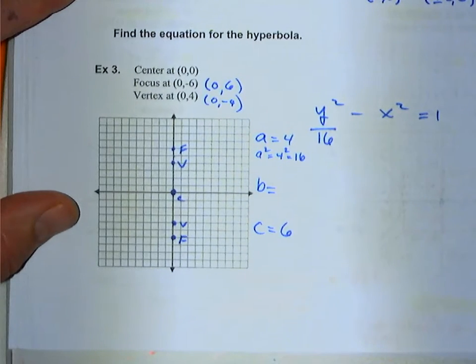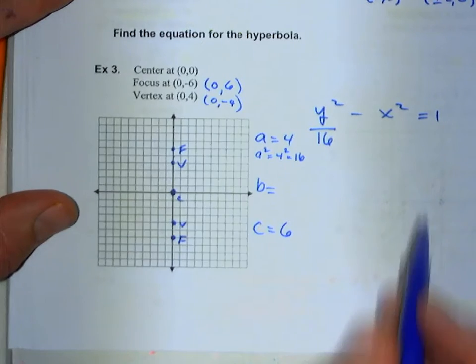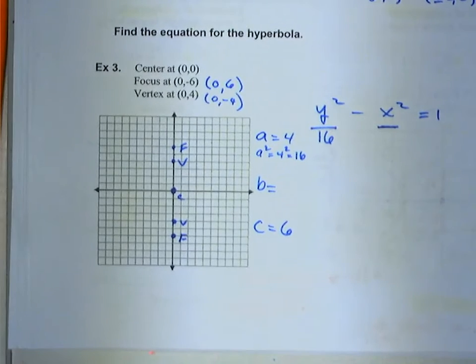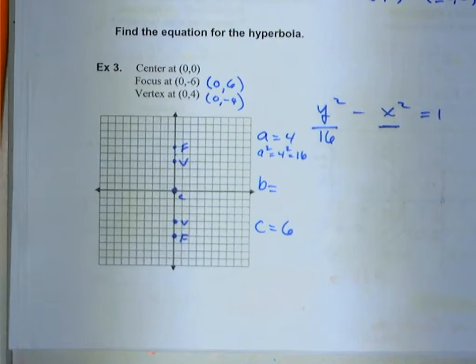Guys good with that? The problem is, with my equation, I don't know B squared, the second guy. That's what I've got to find. Okay? So, how do I do that?